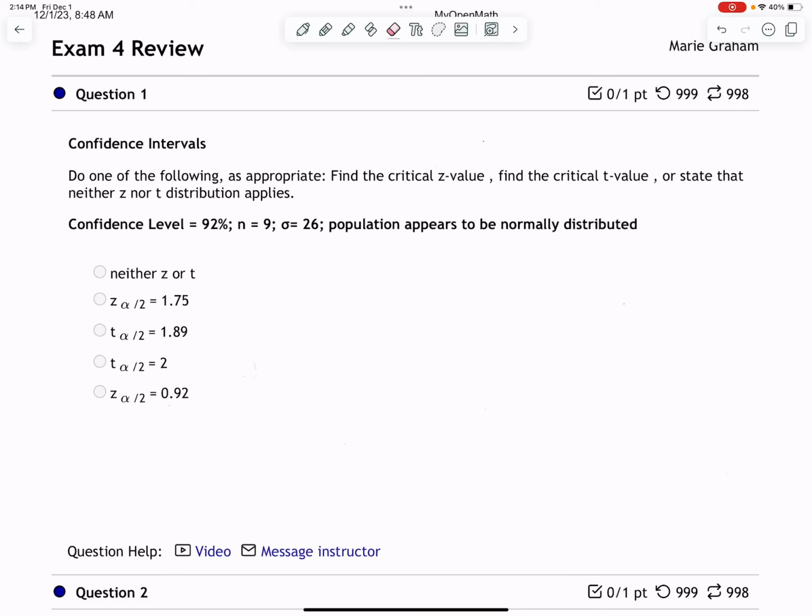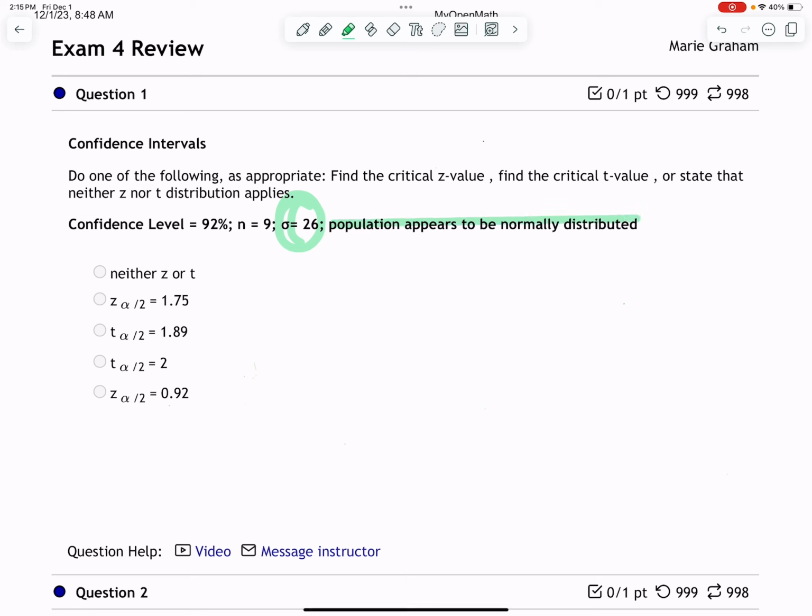Let's start with number 1 on the exam for review. To determine this one, I'm looking at the top left-hand corner of your exam 4 handout for finding a critical T or a critical Z. The first thing under critical Z I see is that it says used for proportions and mean when standard deviation is known. Well, if I go right here, I see that my standard deviation for the population is known. I also see that the population appears to be normally distributed.